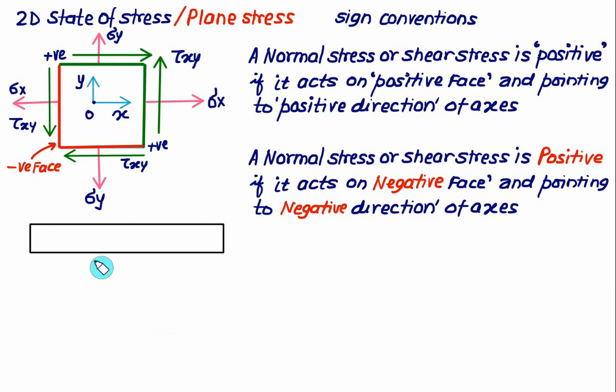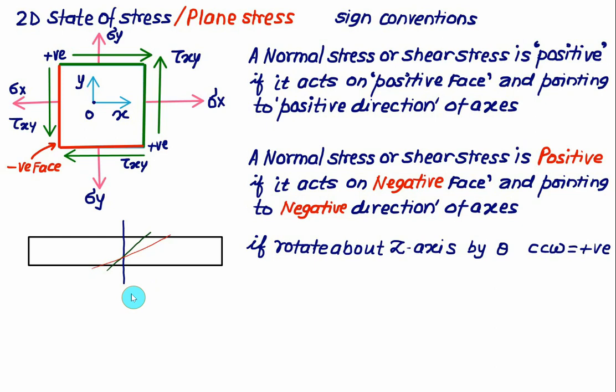So I am showing you the machine member here. Forget about the loading. If you consider this plane, then we have different values of sigma x, sigma y and tau xy. If you consider this plane, then we have different values of sigma x, sigma y and tau xy. As the plane goes on changing at different angles, we have different values of sigma x, sigma y and tau xy. So this element is rotated about the z axis and counterclockwise rotation is taken as positive.